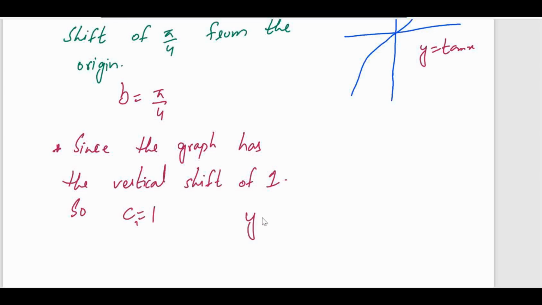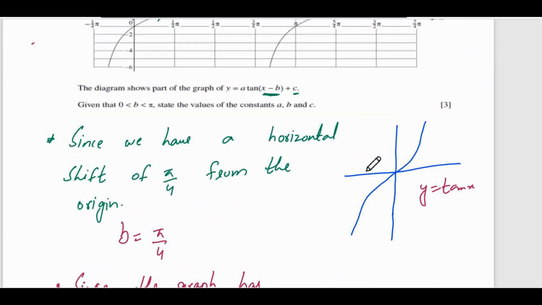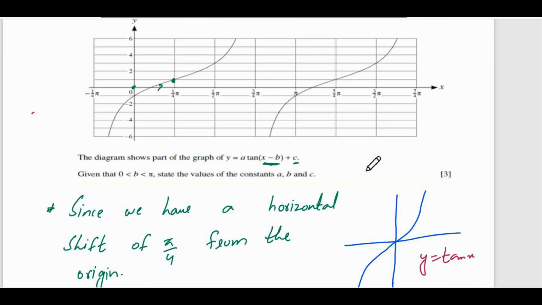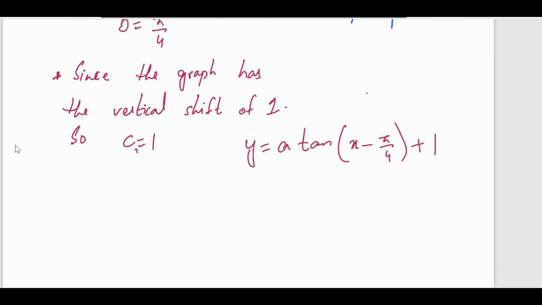Now the equation will be y equals a tan of (x minus pi by 4) plus 1. So we can see that this will be the equation. Now, we can see that when x is 0, y is minus 1. So from this point, we can conclude that when x is equal to 0, y is minus 1. So just put it in this equation.